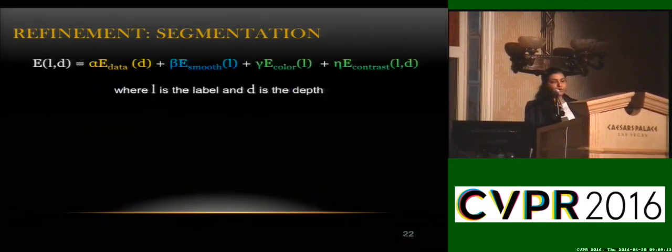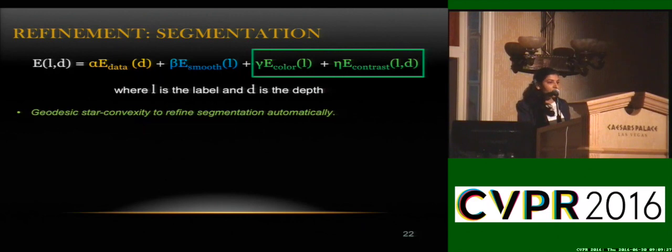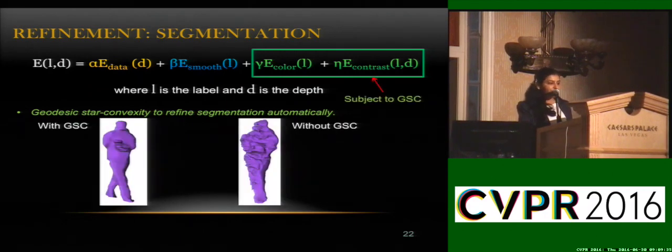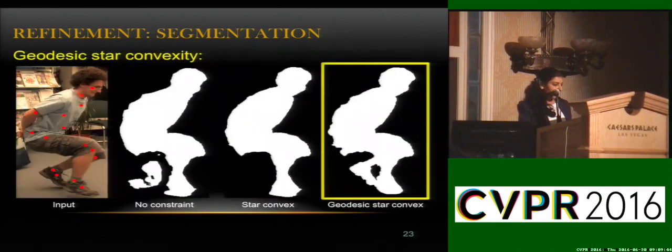So as a interactive with manual interaction, but we have automated it. Our centers to initialize the geodesic star convexity. As you can see, the reconstructed model is much more. These are some segmentation results. The constraint with multiple star centers.